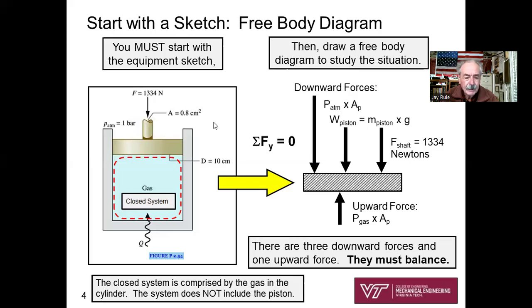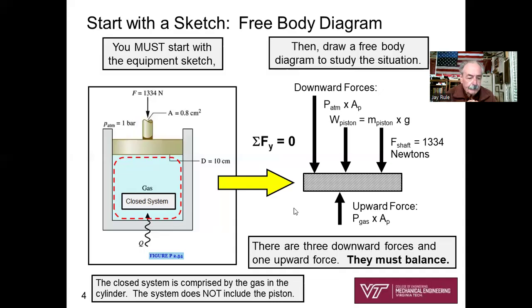And then where would the last force pushing down be? Well, we're given the mass of the piston and shaft, so there's going to be the weight of the piston in addition to that 1,334 newtons pushing down as well. So we've got three downward forces. What's pushing up on the piston? Only one upward force, and that upward force is going to be the pressure of the gas times A of the piston. Okay, so that's going to be a good learning.